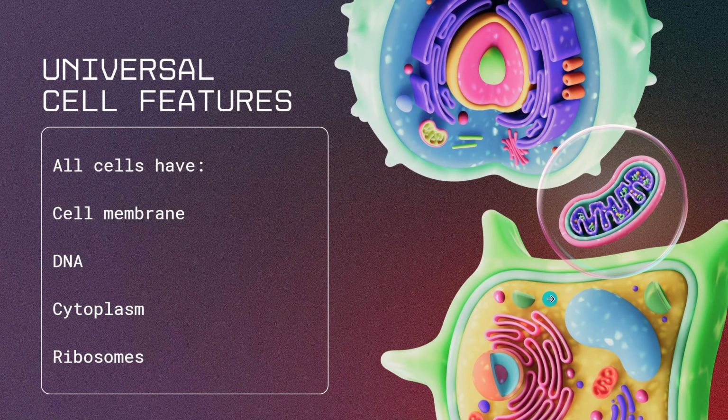So, universal cell features. Every single cell on Earth, from bacteria on your sink to neurons in your brain, has 4 things minimum: a cell membrane keeping everything together, DNA for instructions, cytoplasm to hold it all, and ribosomes to build proteins. If a cell doesn't have these, it's not a cell.